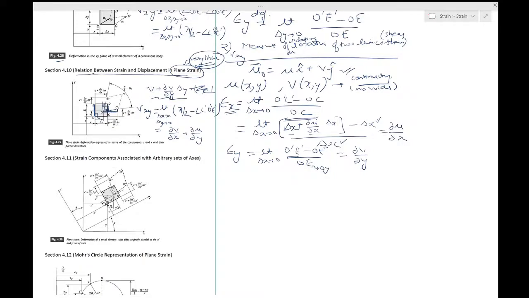Okay, so we'll leave off over here. We have defined what Ex is, we have defined what EY is, and we have defined what gamma xy, which is the shear strain, is. So we'll continue with our discussions beyond this in our next class.